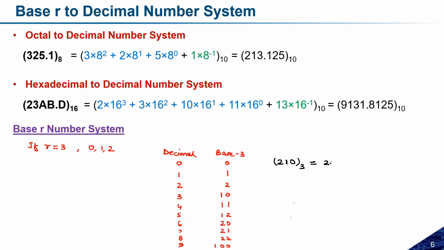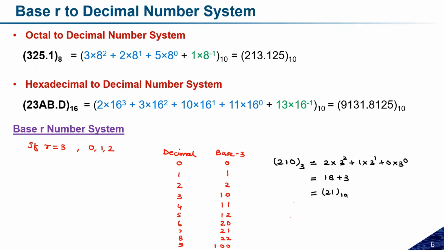So 2 into 3 to the power 2, plus 1 into 3 to the power 1, plus 0 into 3 to the power 0. So 9 into 2 is 18, plus 3. Okay, so the number will be 21 in base 10. Okay, so this is how we can represent the number in the different number systems. So this is doable.